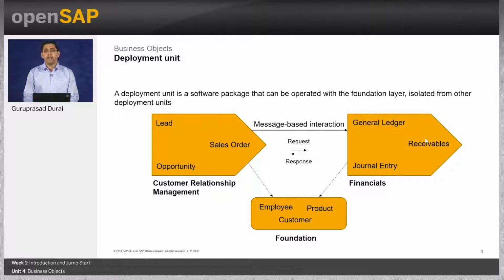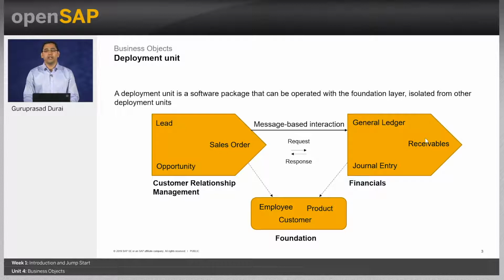The illustration shows that the CRM and the financials deployment units access the data from the foundation layer. However, the vice versa is not possible, that is, business objects which are part of the foundation deployment unit cannot access objects which are part of the other deployment units. Only a query could be used to read the data of the business object. You cannot directly change data of a business object residing in a different deployment unit, but you can read the data through a query, a retrieve or using an association.